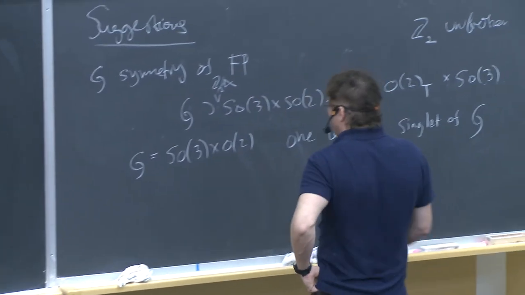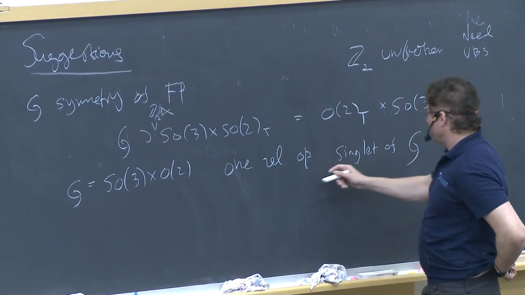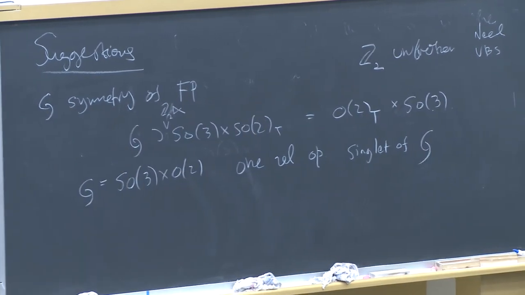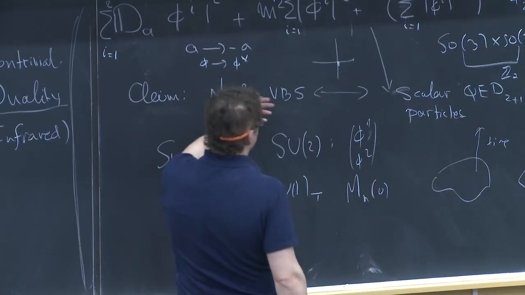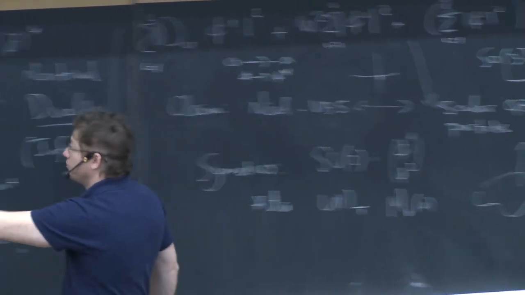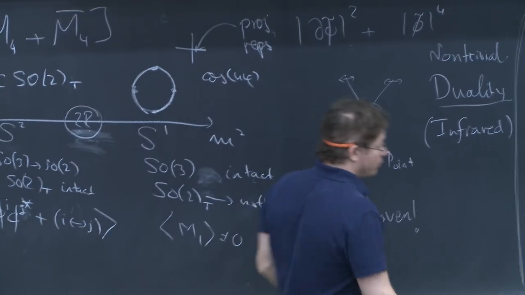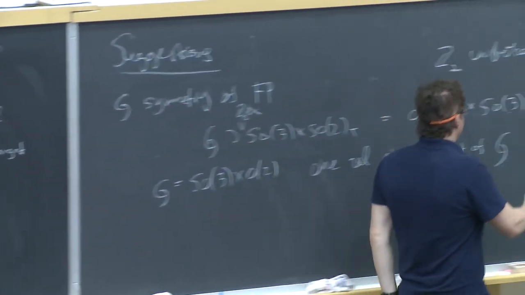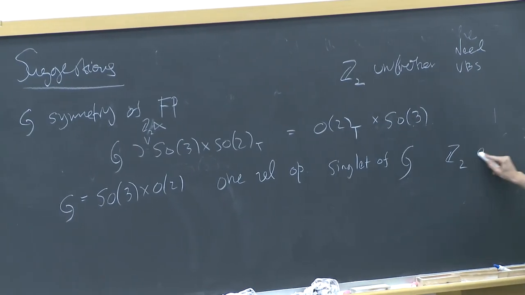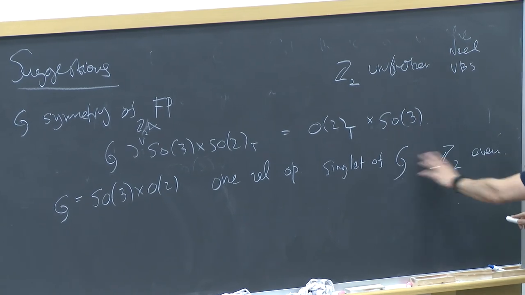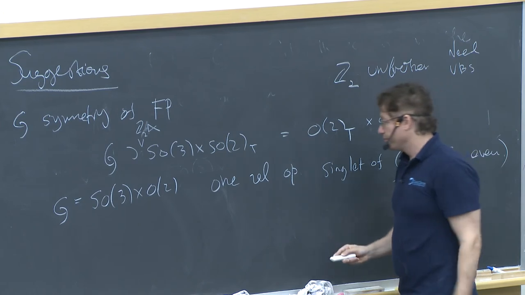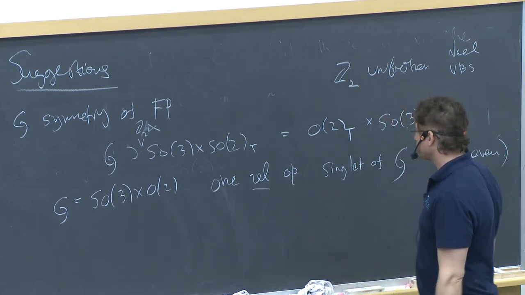Okay, so we know that this model has to have one relevant operator, which is a singlet of G. And what is this operator? It's M squared, no? It's just M squared. This operator M squared that moves us between these two phases is going to be a singlet of the representation. And it's Z2 even, right? It's Z2 even. So a singlet of G in particular, it's Z2 even. And it moves us between these phases. And we expect it to be relevant.